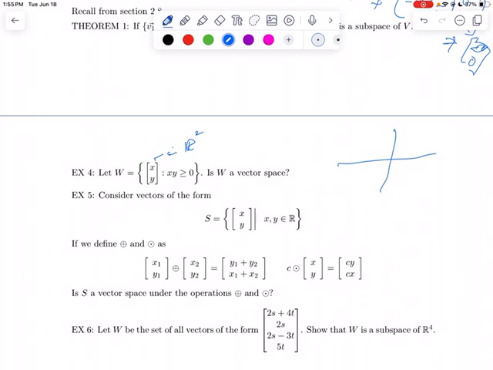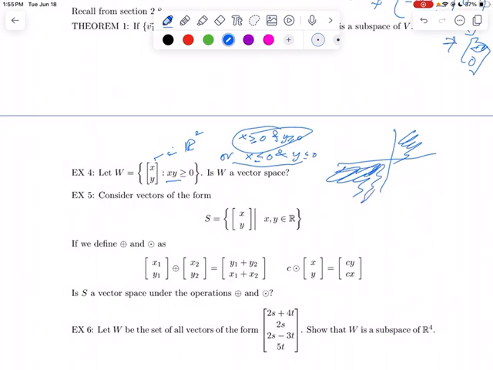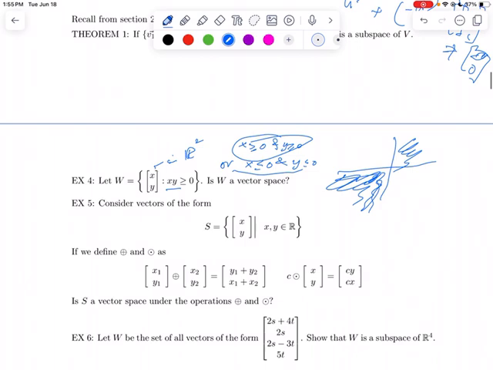So what does that mean? This can happen only when x is greater than or equal to 0 and y is greater than or equal to 0, or when x is less than or equal to 0 and y is less than or equal to 0. So the first means we are in the first quadrant, and the second means we are in the third quadrant. Now this is our space, this is the region. We are including the axes. The equal sign means the vector can be on these axes.